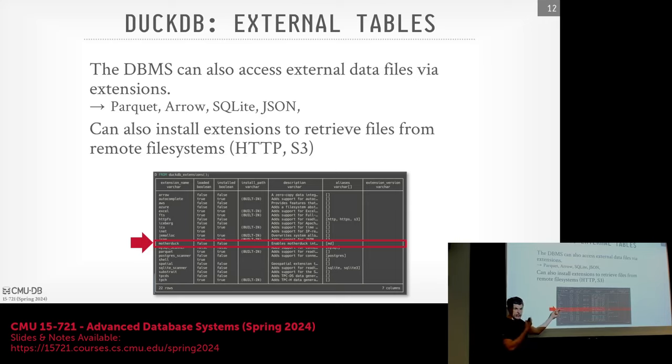So the one I want to point out here is this one called MotherDuck. If you just download DuckDB and call show extensions, these are all the things you can get. And I think some of these are not shipped in the binary. You say load them, and it'll pull them down from the DuckDB website. But this one comes along with this thing called MotherDuck. So what is that?